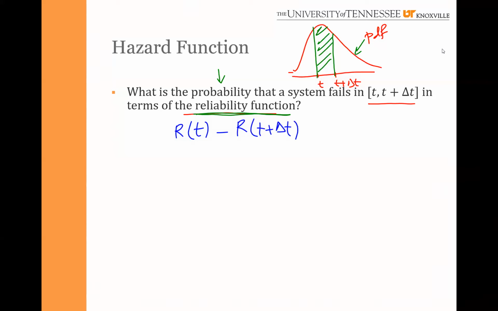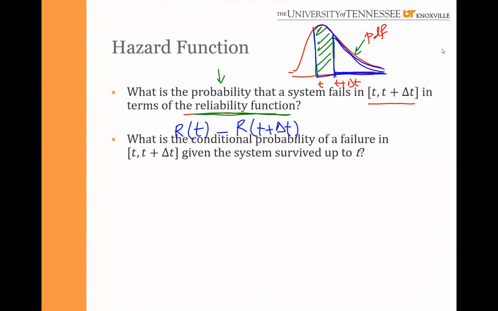Exactly, that's perfect. Let's look at this. Reliability at t will be the area under the curve to the right of t. Reliability at t plus delta t will be the area under the curve to the right of t plus delta t. So the subtraction of those two is going to give me the probability of failure between t and t plus delta t. Fair enough? Okay, so that's step one.